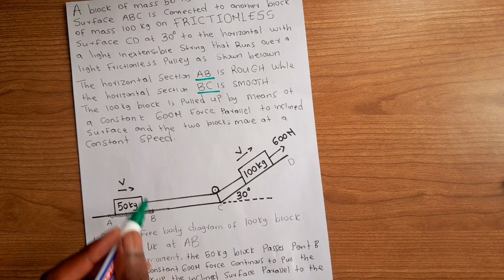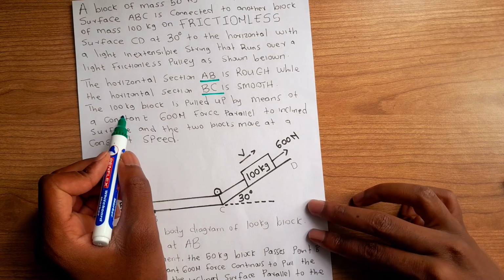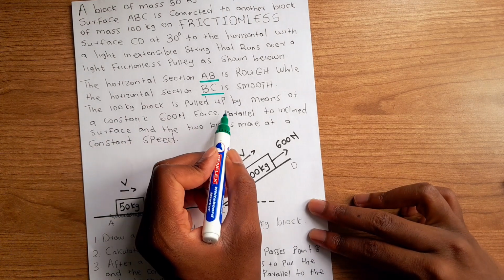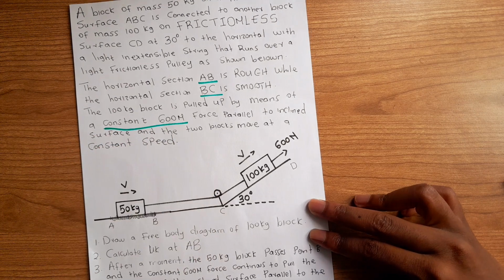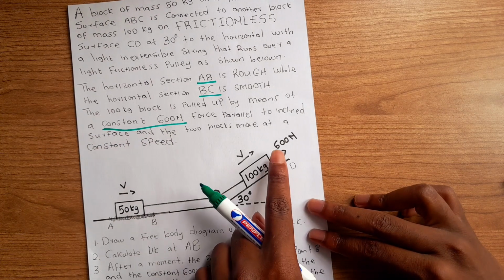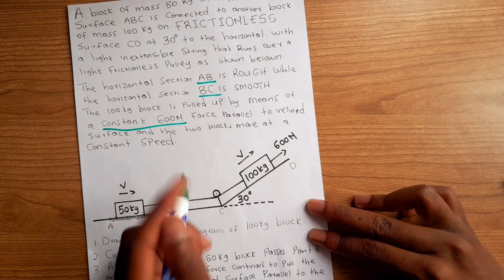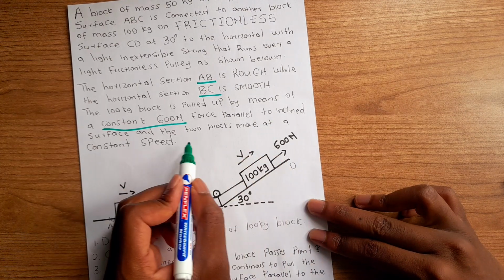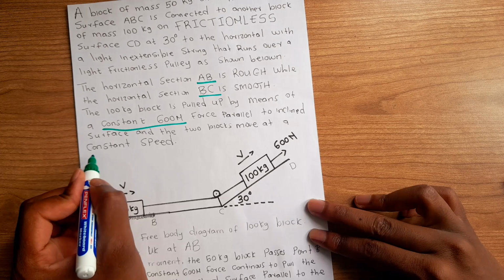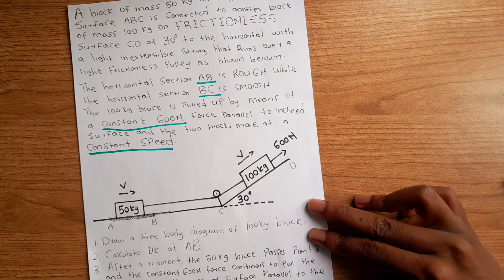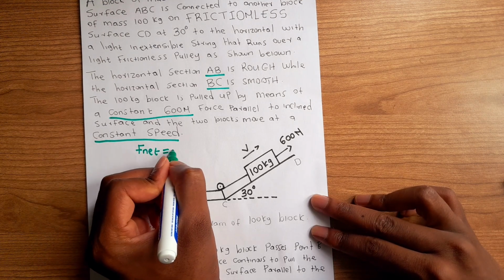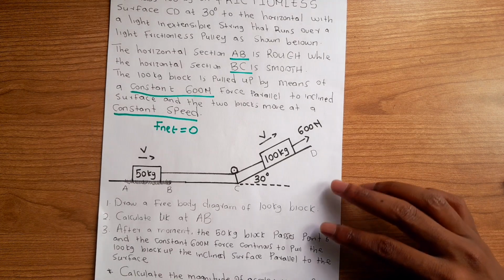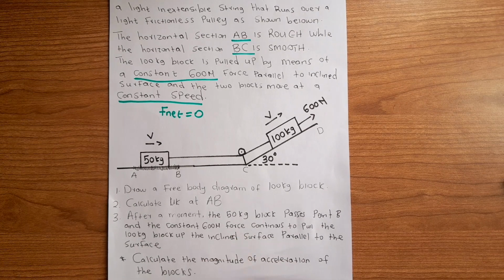Now they say the 100 kg block is pulled up by means of a constant 600 Newton force, right? So this is the constant 600 Newton force. And they say the two blocks move at a constant speed. What do we know about constant speed? Whenever we hear the term constant speed, it means that F net equals 0, right?